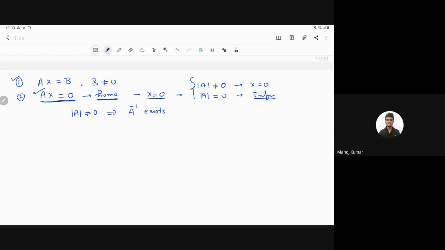It depends on the determinant of A. If the determinant of A is non-zero, then you have only the trivial solution x equal to 0. And if determinant A is 0, then this homogeneous system has infinitely many solutions. Do you recall all this?